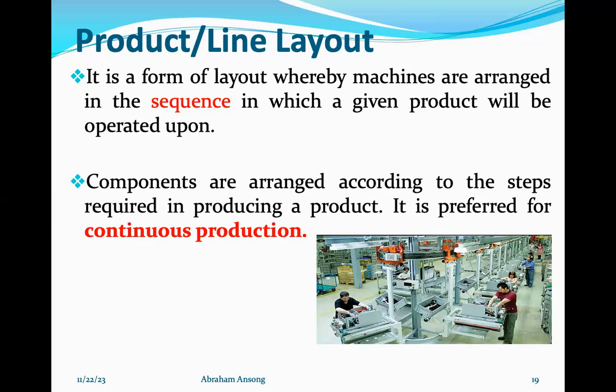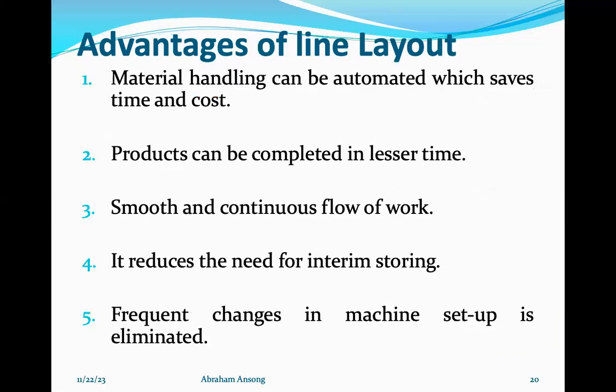We move from stage 1, come to stage 2 and finish, and stage 3 takes over, then stage 4, until the product is finally done. So the various stages are very interdependent on each other. A breakdown of one stage will affect the others because each step depends on the previous one. That is the product or line layout.